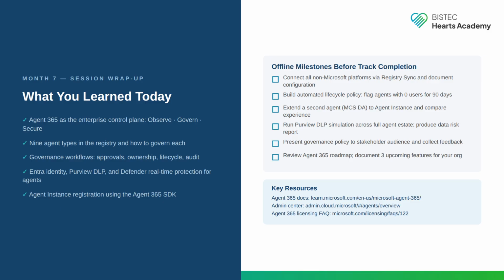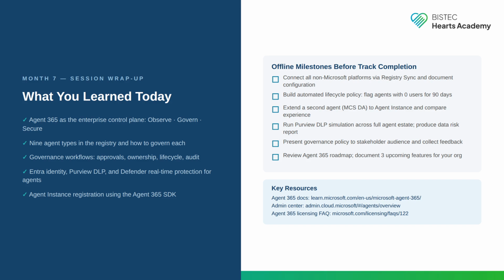You have configured all 3 security pillars: Entra for identity and conditional access, Purview for data loss prevention and retention, and Defender for real-time runtime protection. And you have seen how agent instance registration via the Agent 365 SDK brings any agent under the full governance umbrella. Before your track completion, there are 6 offline milestones to work through.